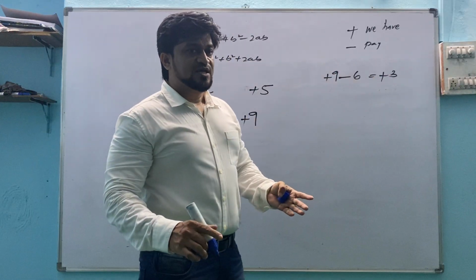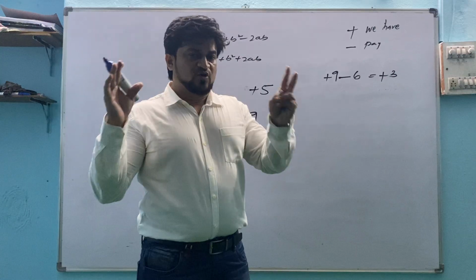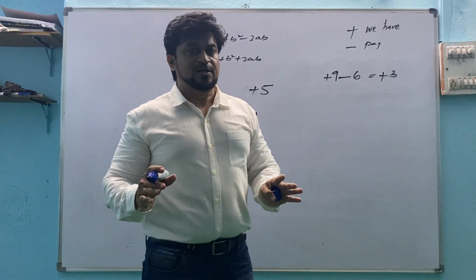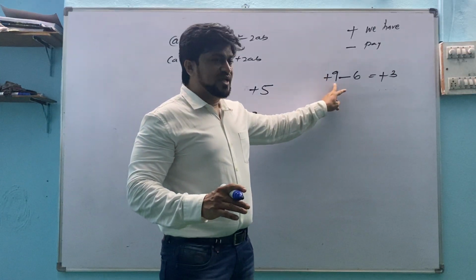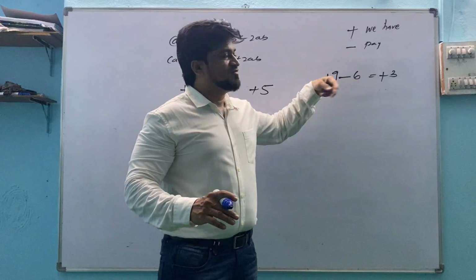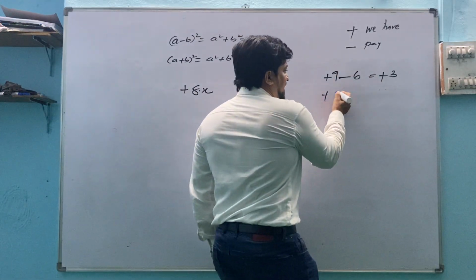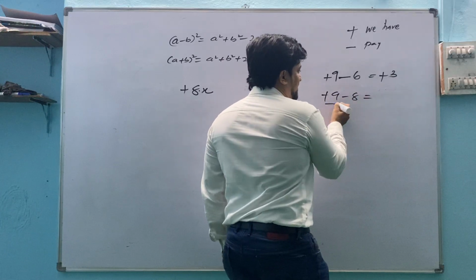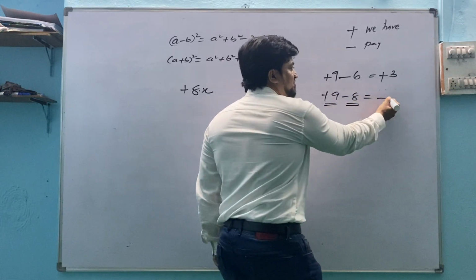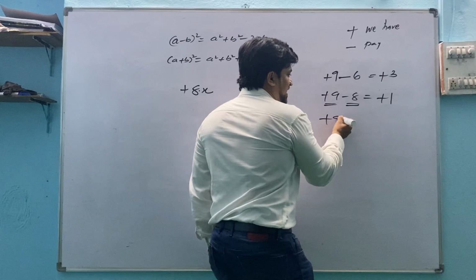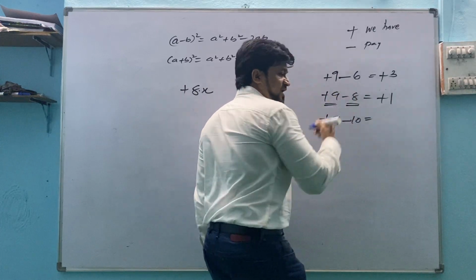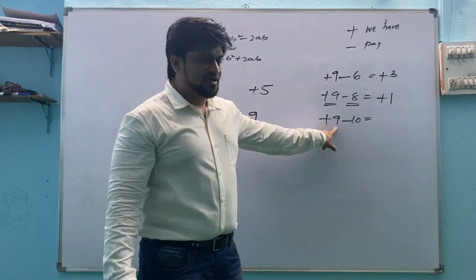The other way is you forget whatever you have learned earlier. Now think this is 9, this is minus 6. We have 9, we paid 6 to them. We have 3. Now 9 minus 8 is there. We have 9, we paid 8. So we have 1. We have 9, we need to pay 10. Now this is the case.